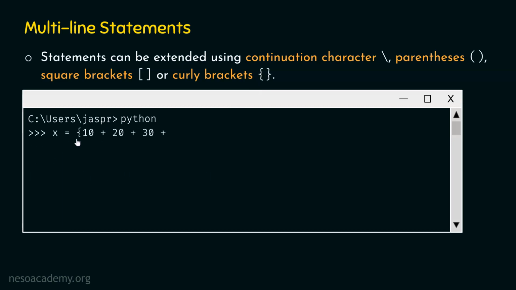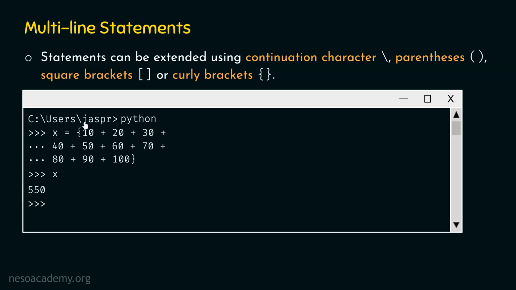Let's type X equal to opening curly bracket 10 plus 20 plus 30 plus, and now this time let's hit enter and type 40 plus 50 plus 60 plus 70 plus, and again we will hit enter and type 80 plus 90 plus 100 and the closing curly bracket. Now if we hit enter, we will get this prompt, which means that we are done with the previous statement. Now let's type X and hit enter. We will get 550 as a result.